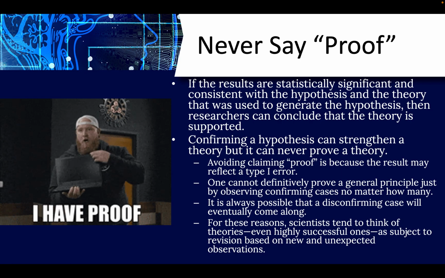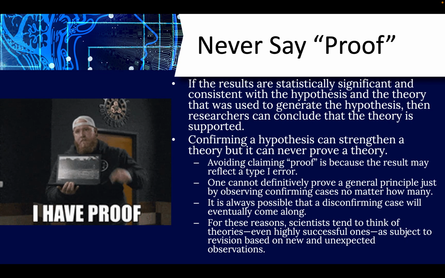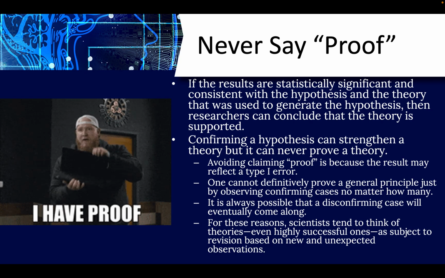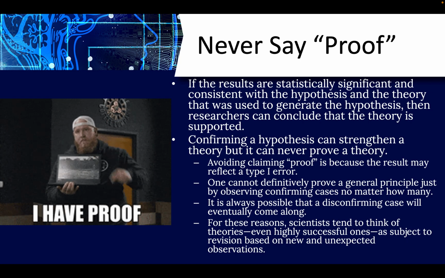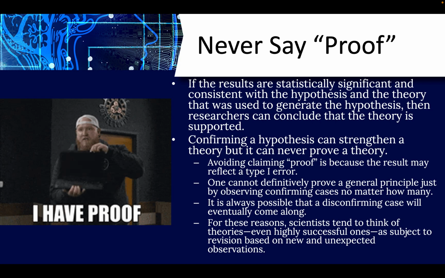If the results are statistically significant and consistent with the hypothesis and the theory that was used to generate the hypothesis, then researchers can conclude that the theory is supported. Confirming a hypothesis can strengthen a theory, but it can never prove a theory. Avoiding claiming proof is because the result may reflect a type 1 error. One cannot definitively prove a general principle just by observing confirming cases, no matter how many. It is always possible that a disconfirming case will eventually come along.